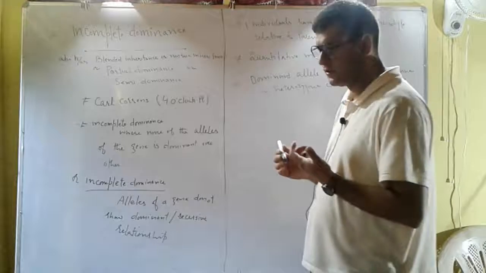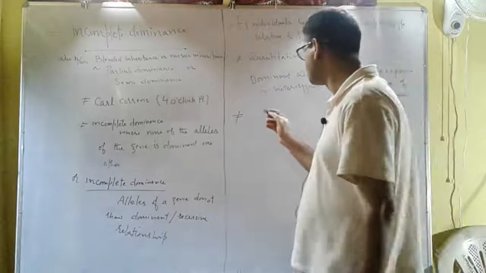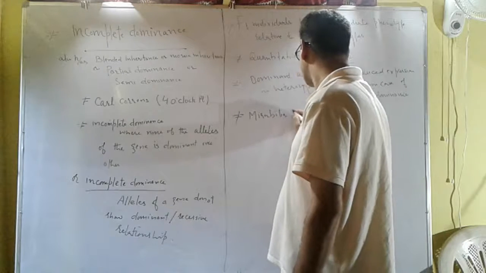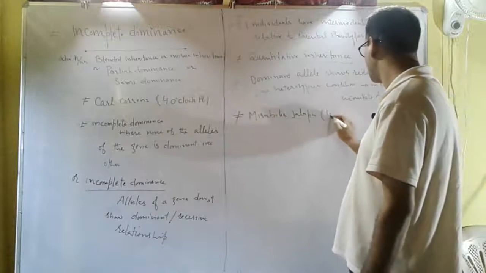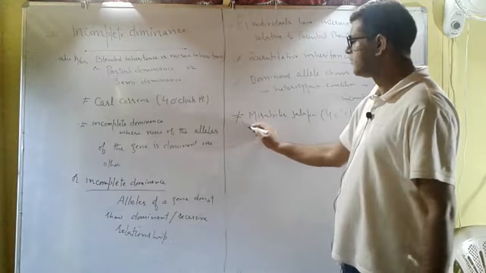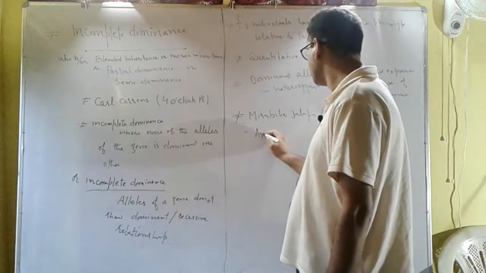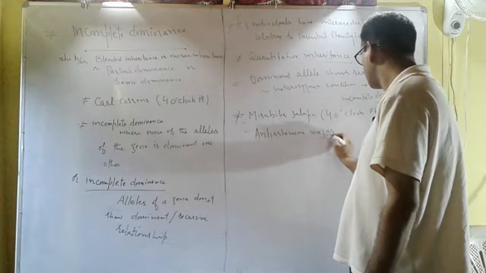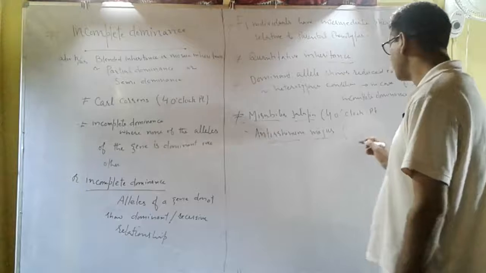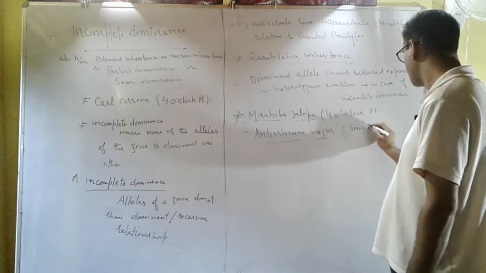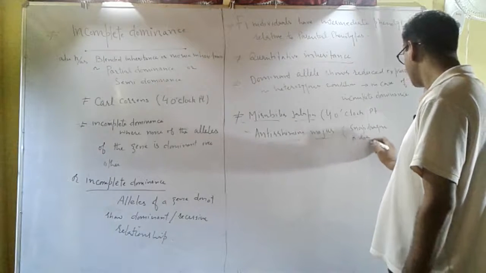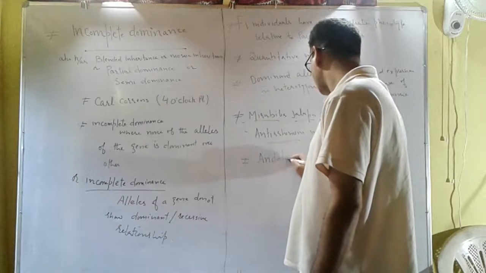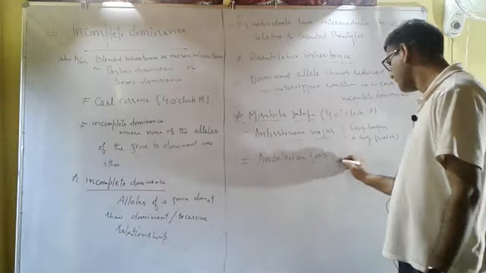Examples of this: incomplete dominance is found in Mirabilis jalapa, that is the four o'clock plant. It is found in Antirrhinum majus, that is snapdragon or dog flower. It is also found in Andalusian fowl, Spanish fowl, and Blue Andalusian fowl.